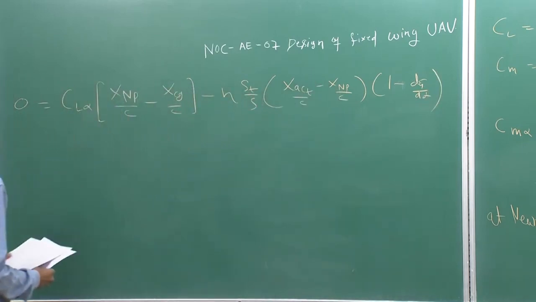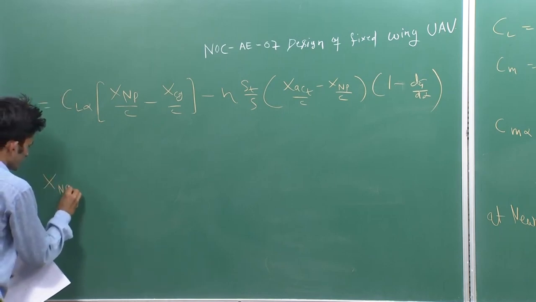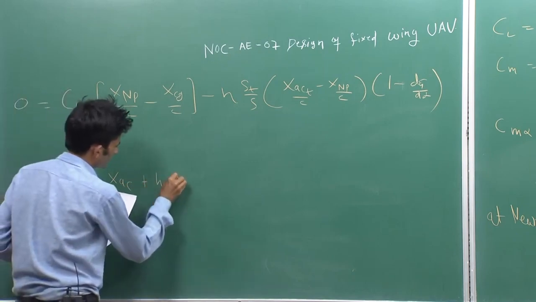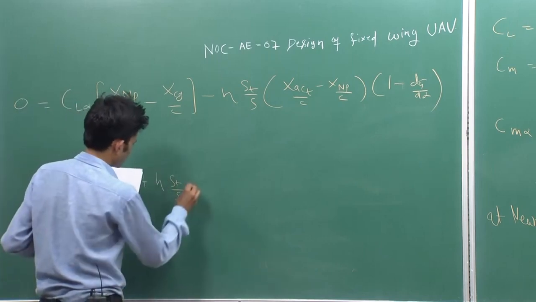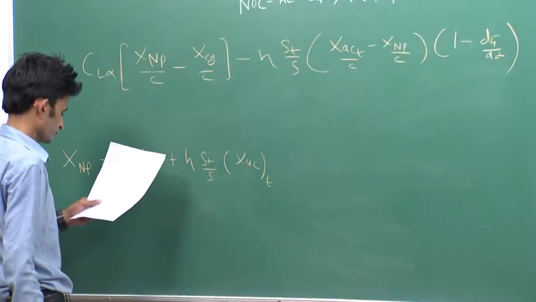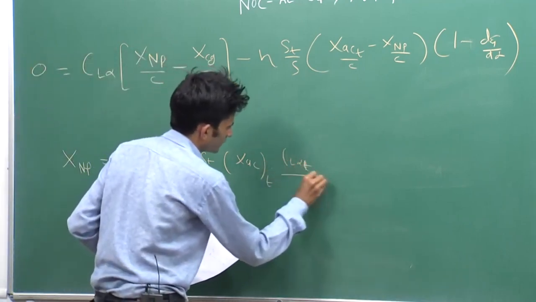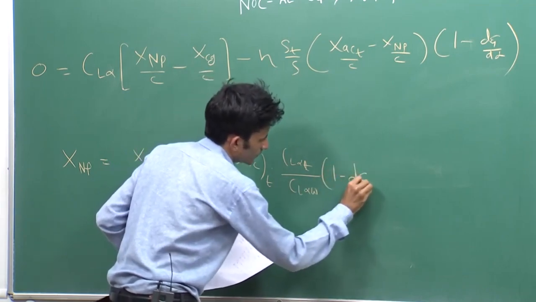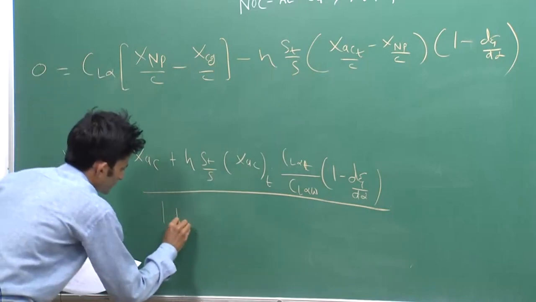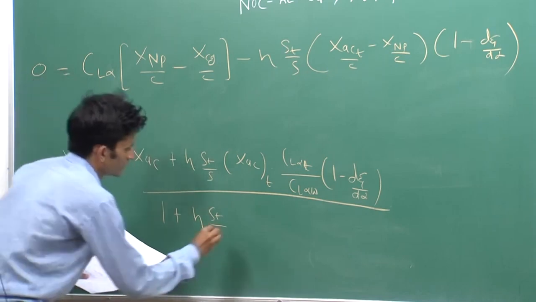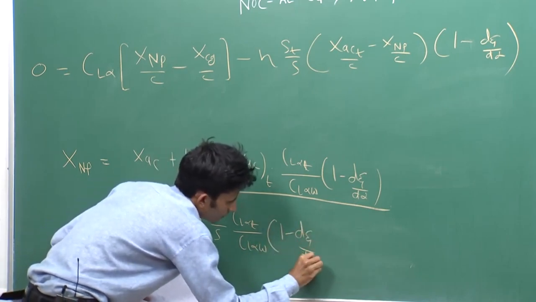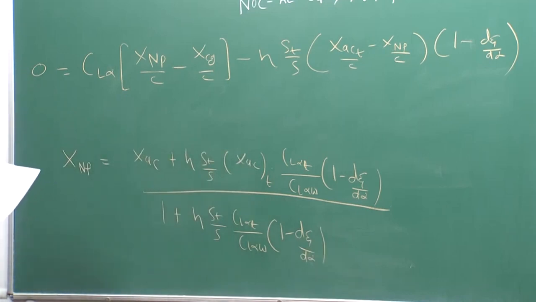So if you rearrange this equation, then what you will get? X neutral point will be equal to xac plus eta St by S, xac of tail into Cl alpha of the tail, Cl alpha of the wing, 1 minus dou epsilon by dou alpha, divided by 1 plus eta St by S, Cl alpha of the tail, Cl alpha of the wing into 1 minus dou epsilon by dou alpha. Right, you will get this expression.